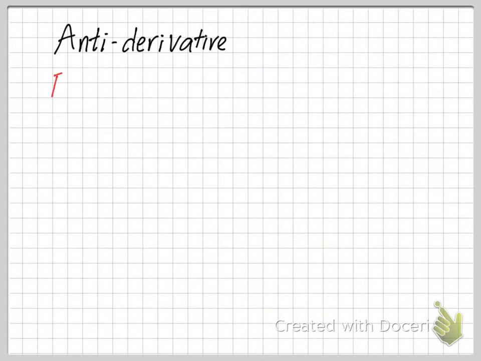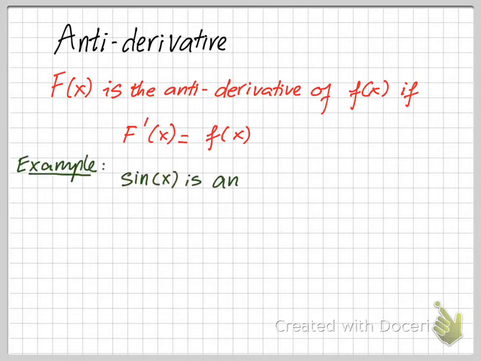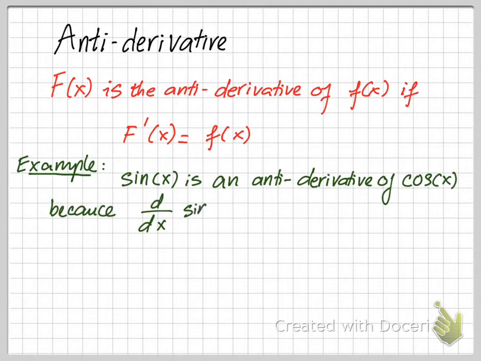First, antiderivative. What is an antiderivative? So big F of x is the antiderivative of f of x if the derivative of big F of x equals the small f of x. For example, sine of x is an antiderivative of cosine of x. It's because if you take the derivative of sine of x, you get cosine of x.